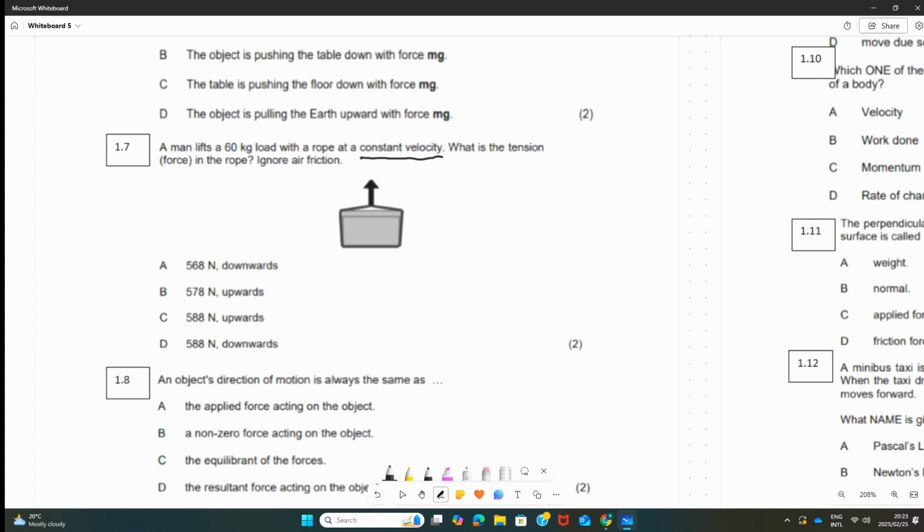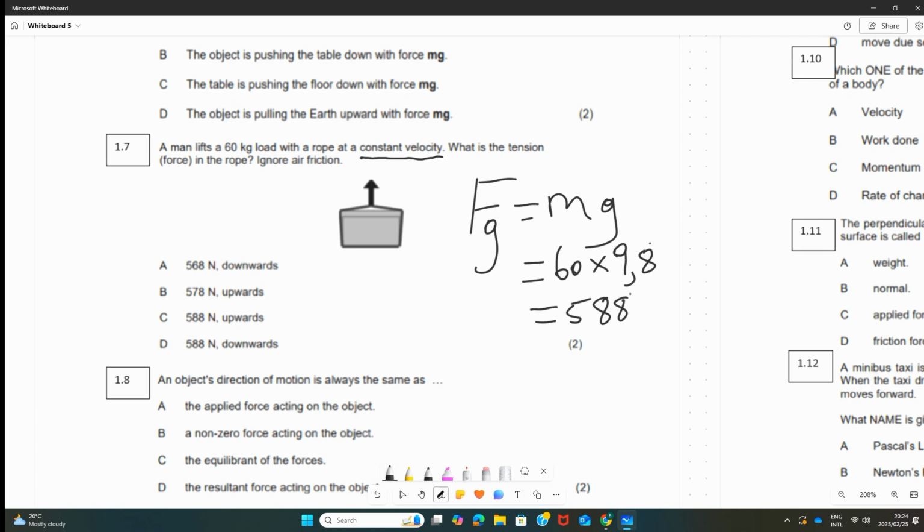Now, the tension can be equal to the downward force. The load has a mass of 60 kilograms. Fg is equal to mg, where m stands for mass and g stands for gravitational acceleration, a constant. Our Earth's gravitational acceleration is 9,8. So in the place of mass, we put 60 kilograms multiplied by 9,8, which is 588.